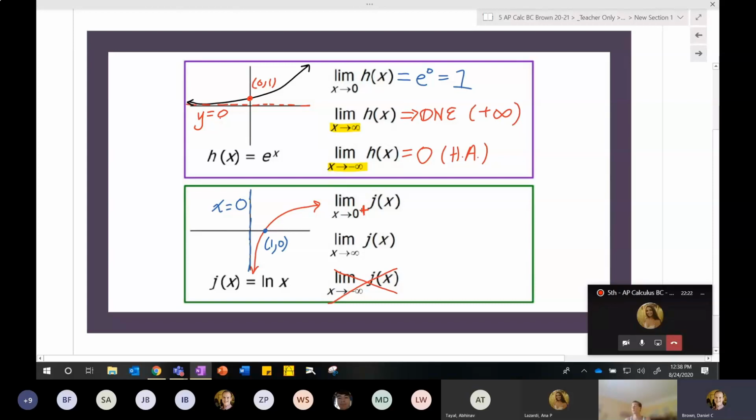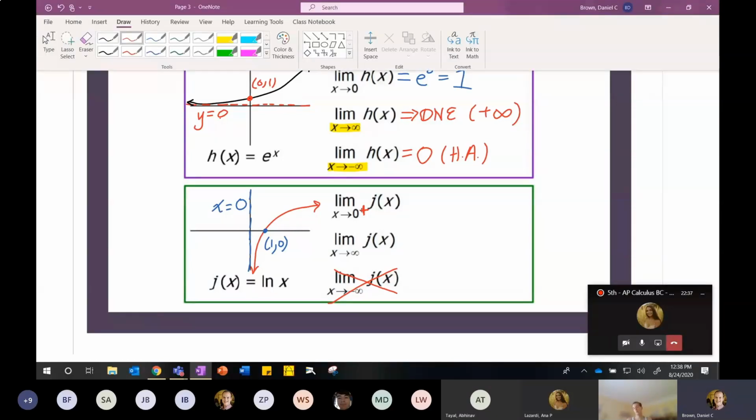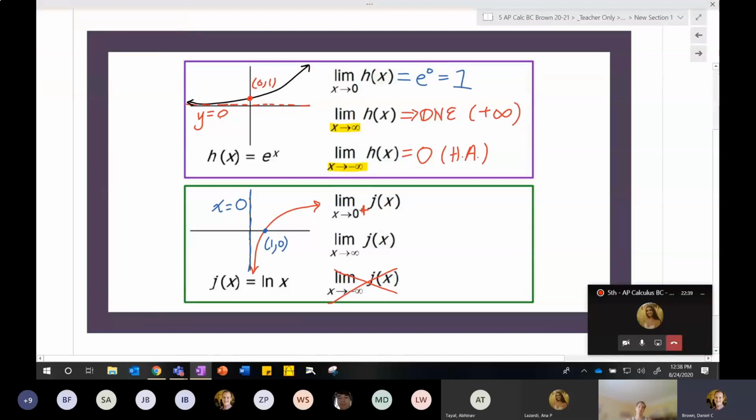You can't go to negative infinity because x itself is not going to negative infinity. It's not within the domain of the function. So we're just not going to even consider that third part. The first part we can though. x is going to 0 from the right hand side. What will we say the limit as x goes to 0 from the right hand side is for this natural log function?